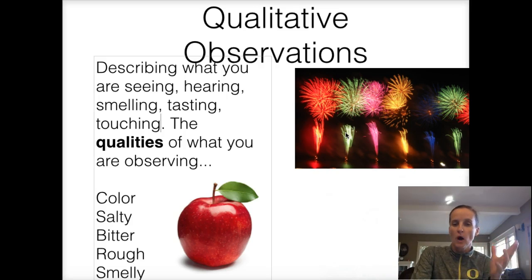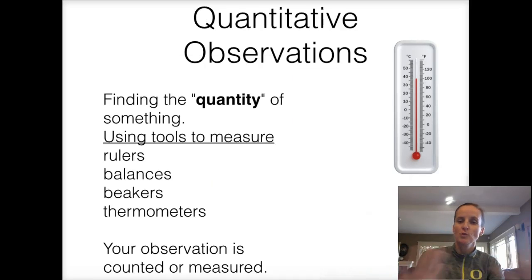You observe the qualities of things, and we're going to be working towards taking those qualitative observations and making them scientific, or drawing scientific questions out of them. Okay, as opposed to the other type of observation, which is quantitative observations. You'll notice in the word quantitative resides the word quantity, and quantity is numbers.